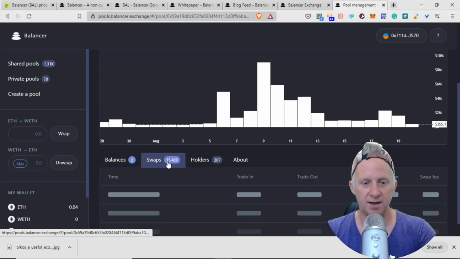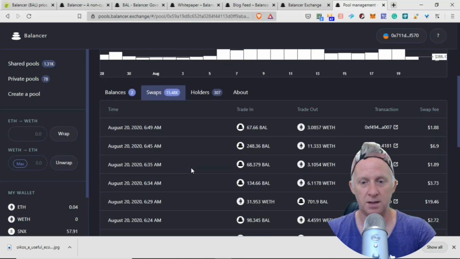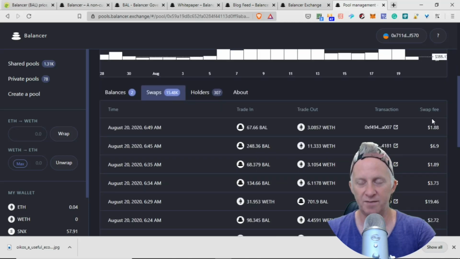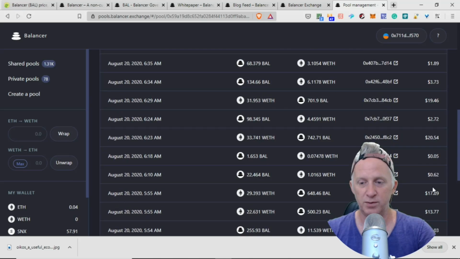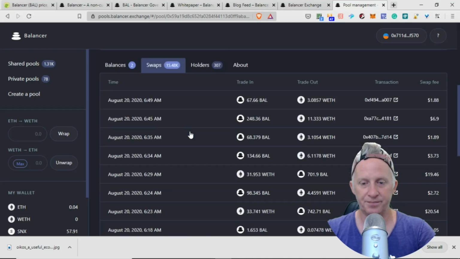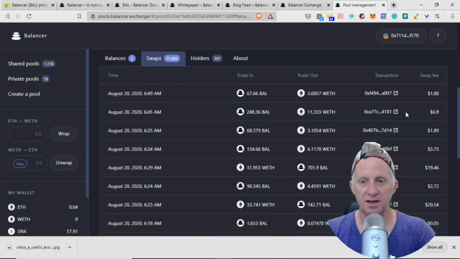And for swaps, they have over 60,000 token swaps. This is a lot when you think about it. We see the swap fee is pretty high. This costs $1.28, $6, $1.29. So a lot of people swap tokens. The 22 BAL for 86, 62. So the fee return, they make a lot of money.